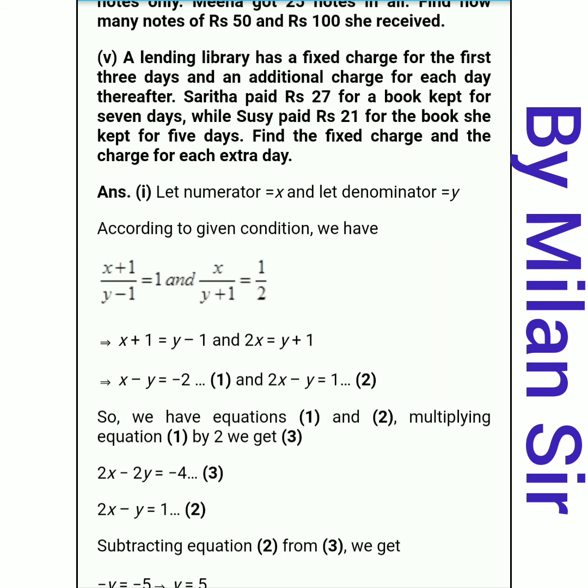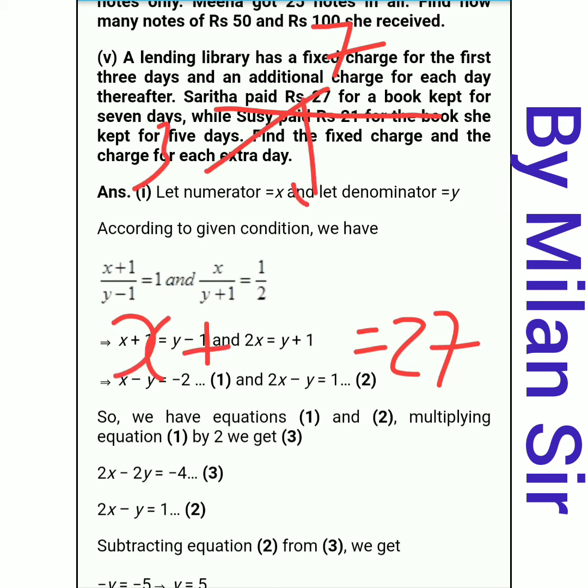Okay, now we need to form our two equations. First of all, read this line. Sarita paid rupees 27 in total for a book kept for 7 days. So for the first 3 days she needs to pay rupees x, then for the remaining 4 days she needs to pay 4y, since the per day charge is y. This is our equation number 1: x plus 4y is equal to 27.